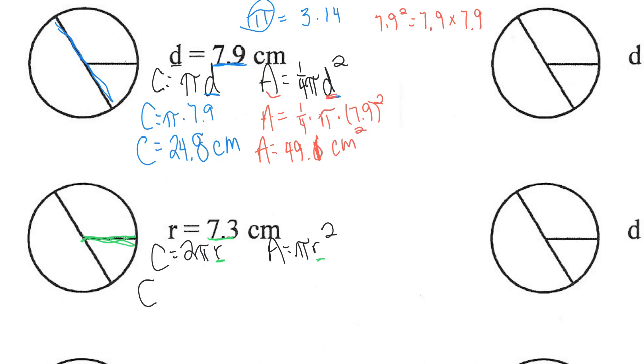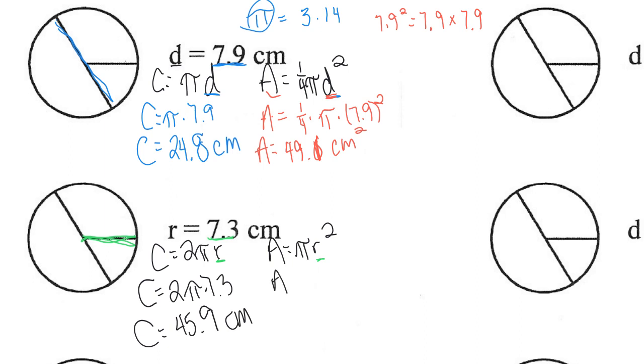All right, so we have circumference: 2 times pi times 7.3. That's what we're plugging in our calculator. So 2 times pi times 7.3. When you do that, that should give you roughly 45, again, rounding to the 10th place, the first decimal place, 0.9 centimeters.